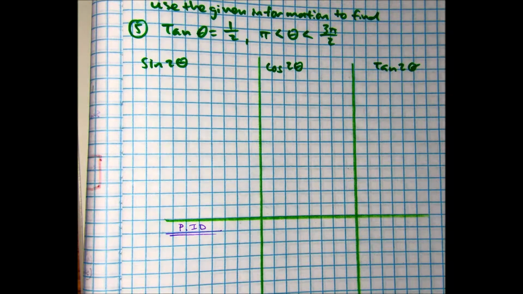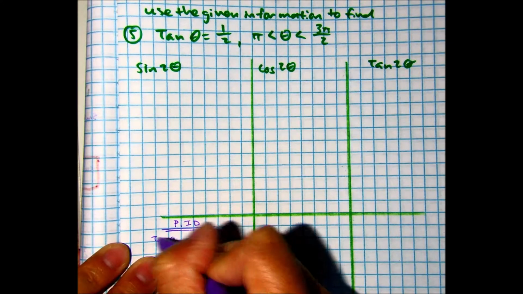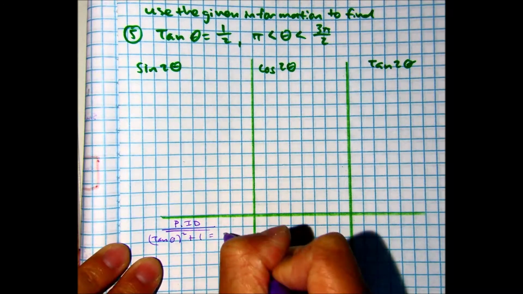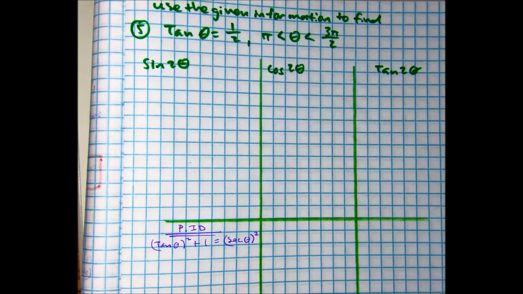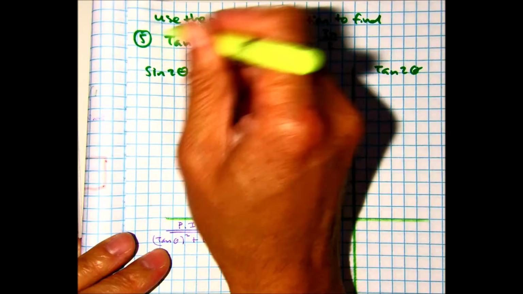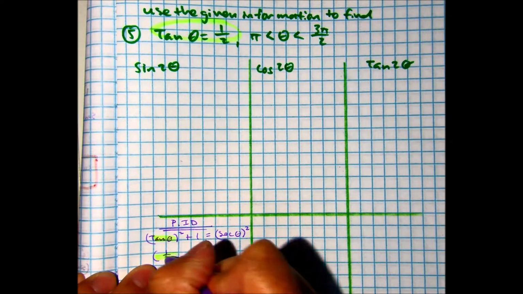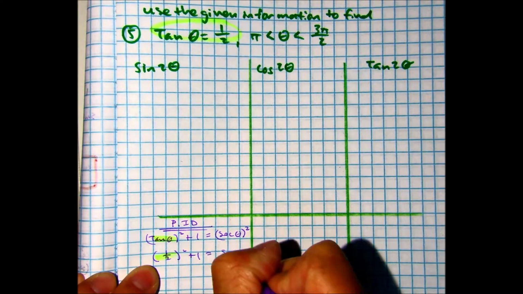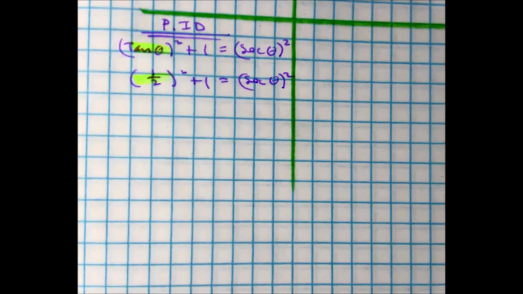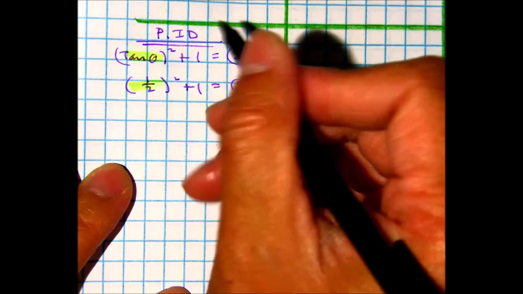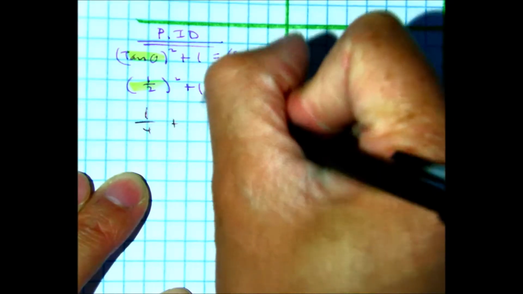Eileen C, tell us the Pythagorean identity. Remember, this is another way of writing that Pythagorean identity. So what I'm going to do is just put in tangent. So now I have 1/2 squared plus 1 equals secant theta squared. Plus 1/2 squared. This 1 will turn into what? 4 over 4.